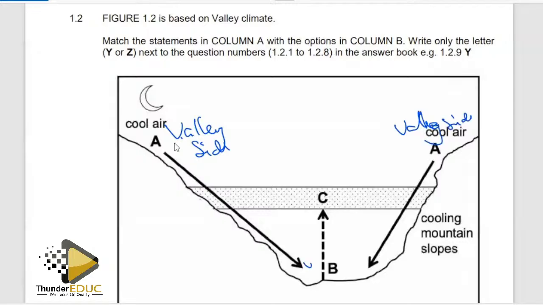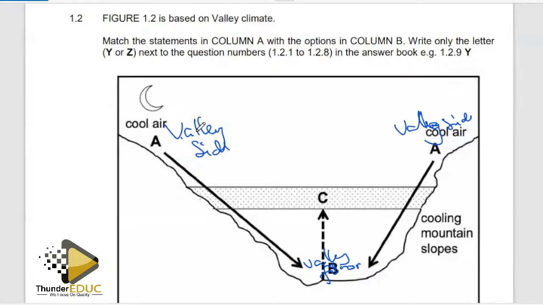And this is the valley floor. So we are saying there's a movement of air from the valley side to the valley floor. The air moves down from the valley side, getting into the valley floor.